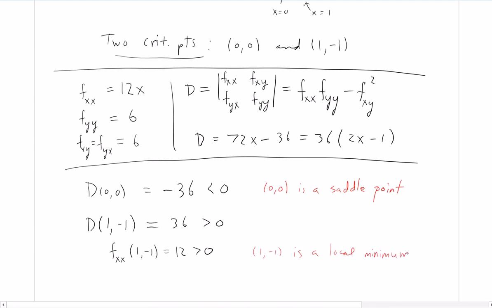Just to review, if this had ended up being negative right here, it would have been a local maximum.